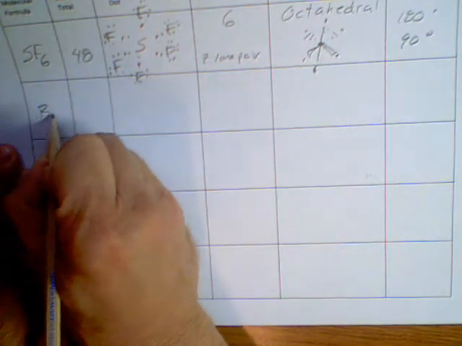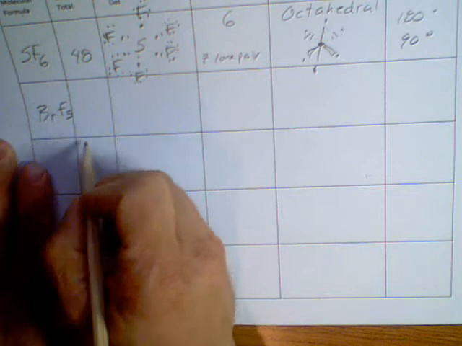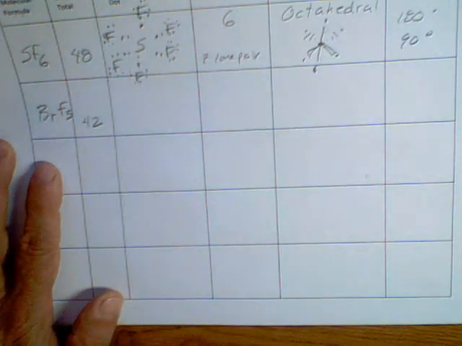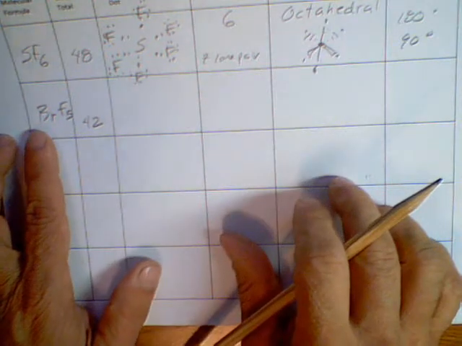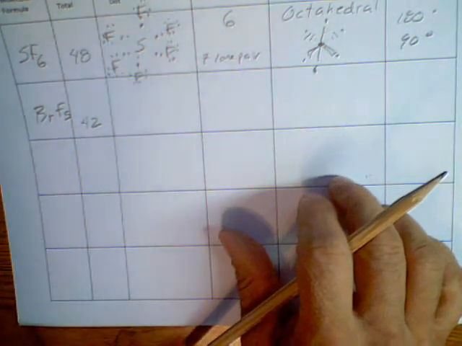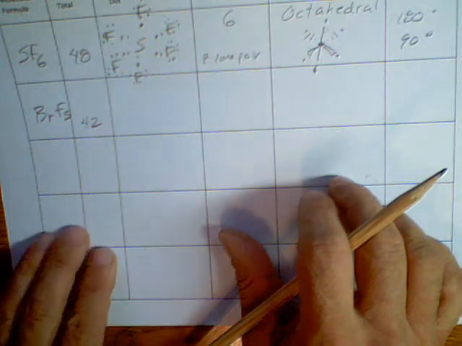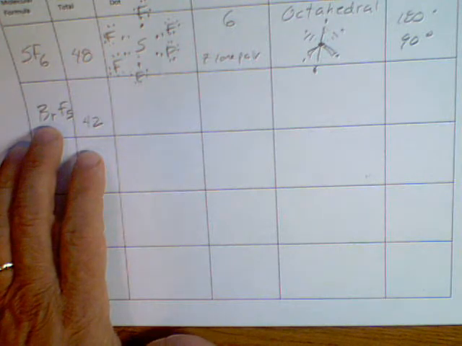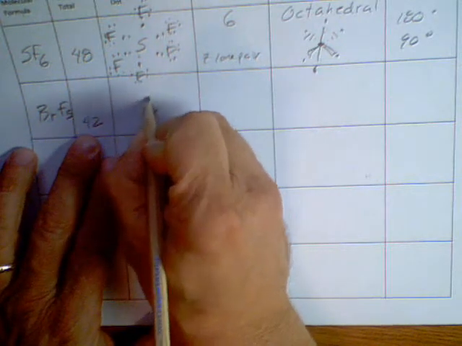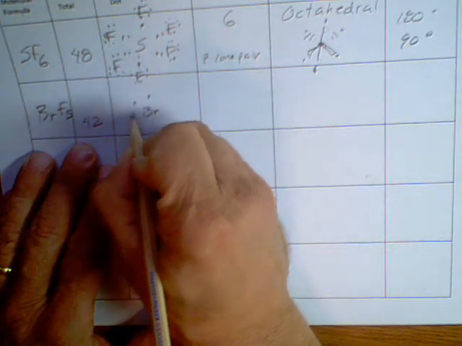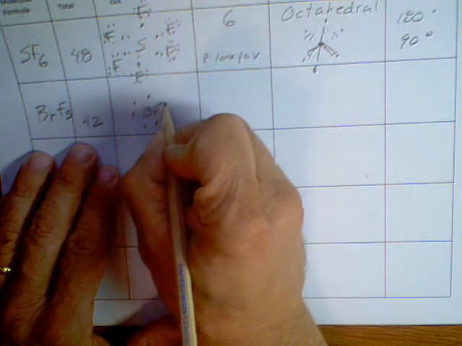The next we could try is BrF5, and BrF5 has 42 electrons. Bromine has 7, fluorine has 7, so it's basically 7 times 6, right? And that's 42. So we have bromine in the middle with 1, 2, 3, 4, 5, 6, 7.